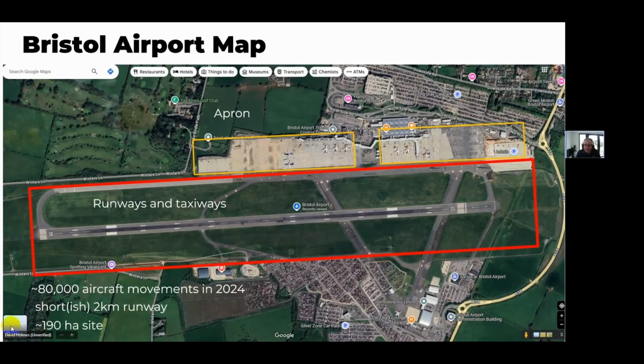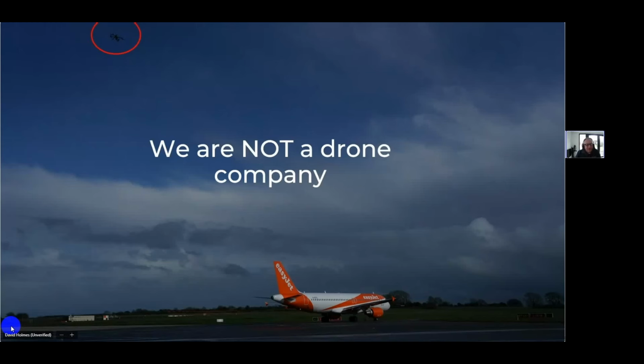It's pretty busy. Last year, I think the website reports had around 80,000 aircraft movements, and the whole site is roundabout 190 hectares. That's the bit that we've surveyed, so the part that you're looking at up here. I'm not including all of the airport hotels and the car park and things like that. So that's roughly how large it is.